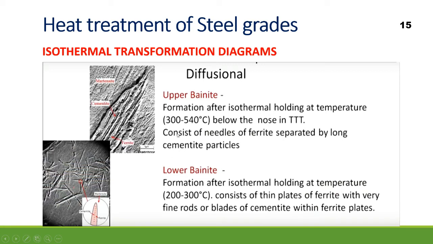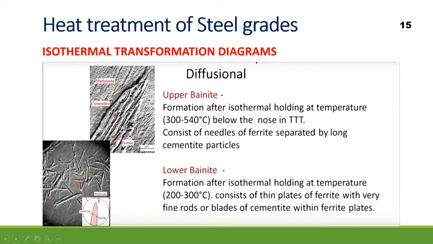So if you see that upper bainite forms at 350 degrees Celsius, and here we'll see that lower bainite forms at a little lower temperature, which is 200 to 300 degrees Celsius. Next, it consists of thin plates of ferrite with very fine rods or blades of cementite within the ferrite plates.